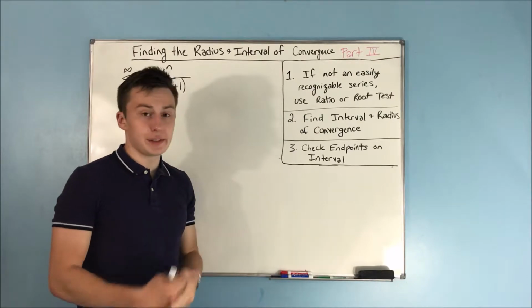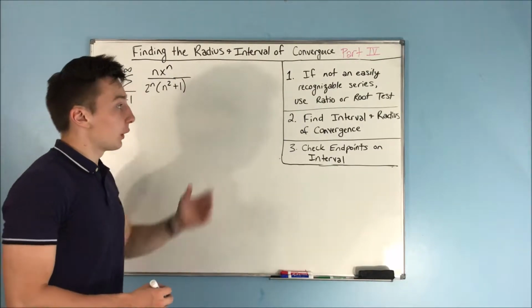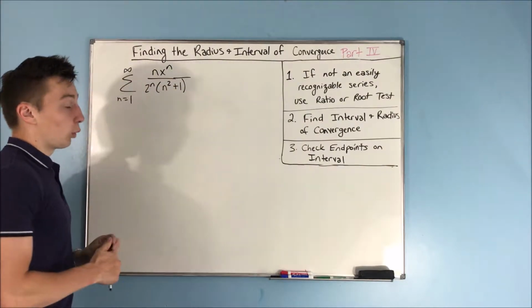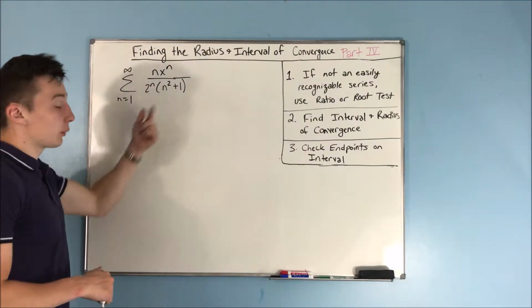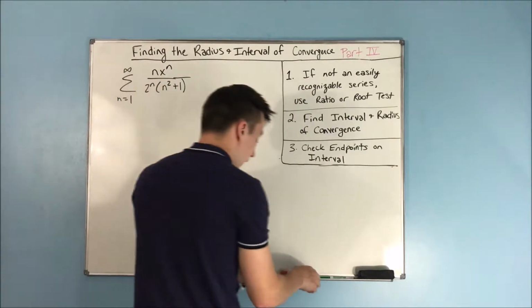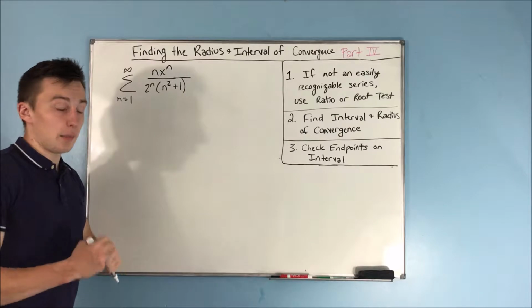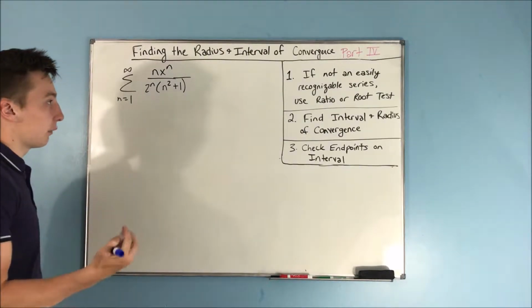Now this is not an easily recognizable series. We can't really make a p-series or a geometric series out of this, so we're going to have to use either ratio or root test. We're going to have to use ratio test here because we're not going to be able to use root. It'd be pretty obvious if we were able to use root because everything would end up being to an nth power and it'd be really nice.